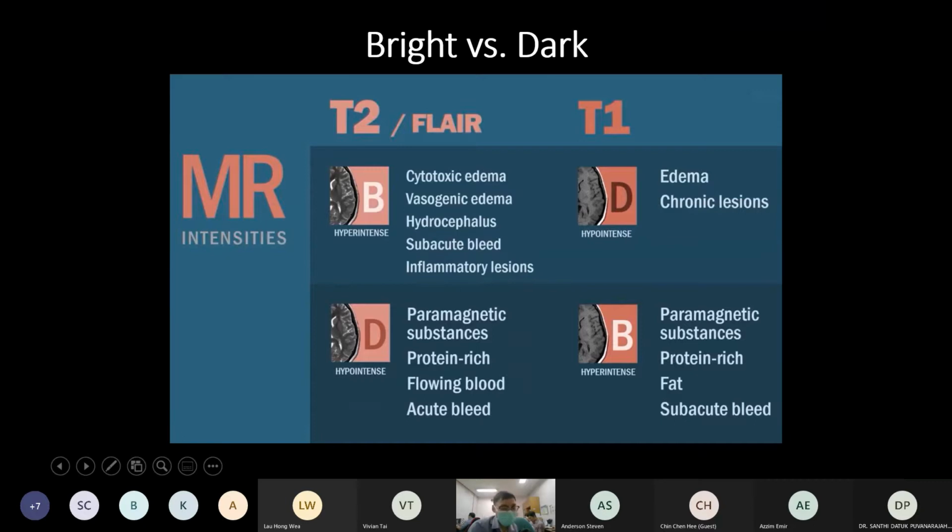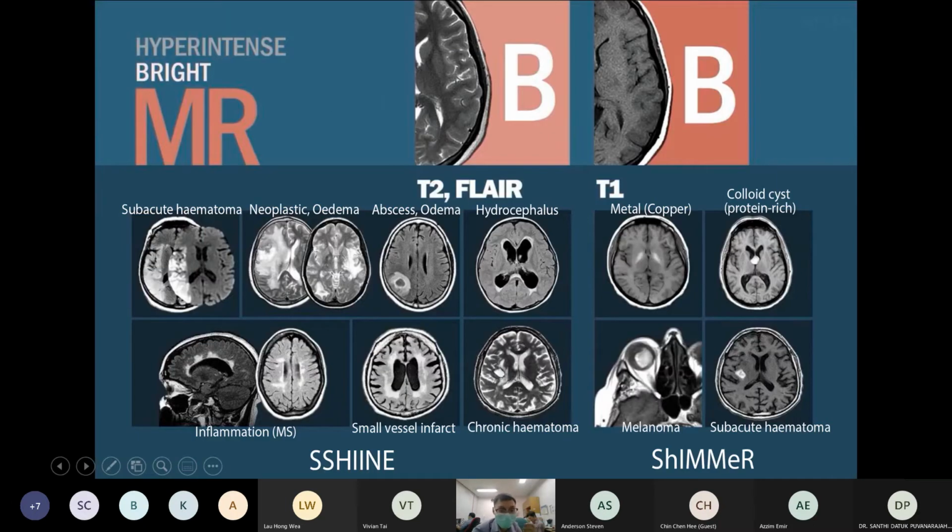Okay, so we'll talk about which abnormal lesions are going to be hyperintense or bright under T1 or T2. We'll just focus on T1 here first. Any metal, like we mentioned just now, will appear bright. For example, this patient has a copper deposition. Most likely this patient has Wilson disease because there is a hyperintensity at the basal ganglia over T1, which suggests some metal deposition, and the basal ganglia, being the highest metabolic structure in the brain, is going to be bright because all the metal deposits there.